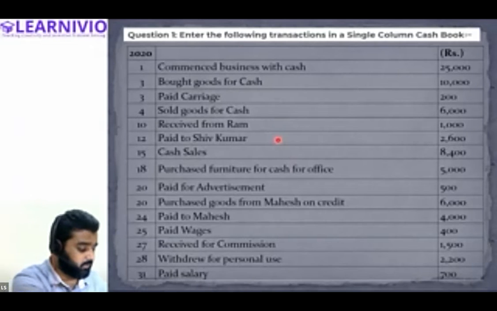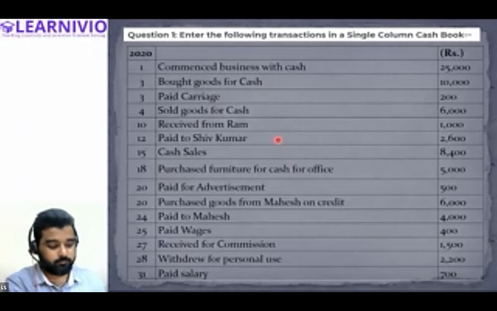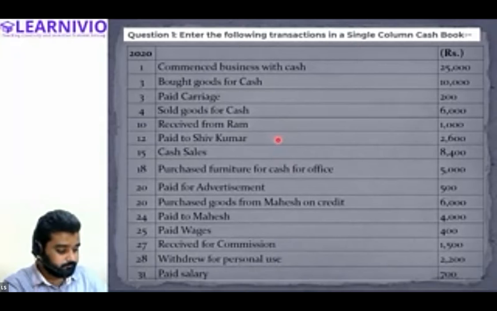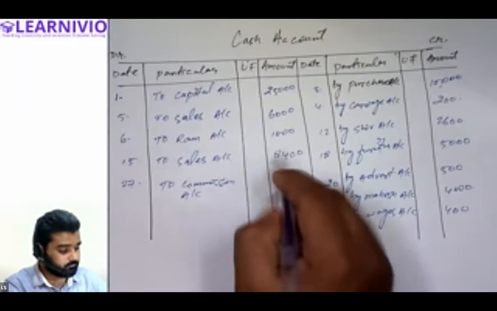And after that, received commission. Tell me where it will be recorded. Received commission. It will lead to an inflow, so the commission account will be credited. So, to commission account, 1,500.